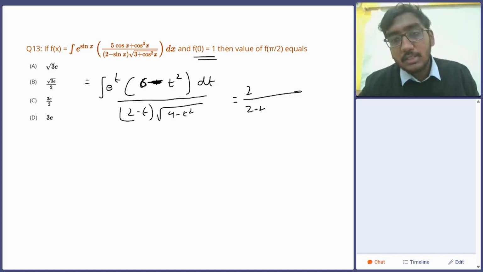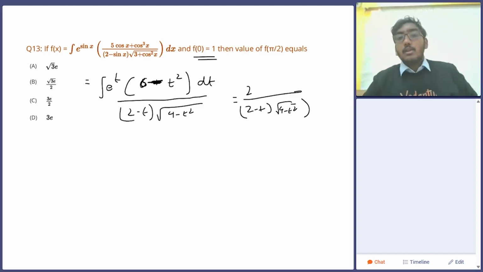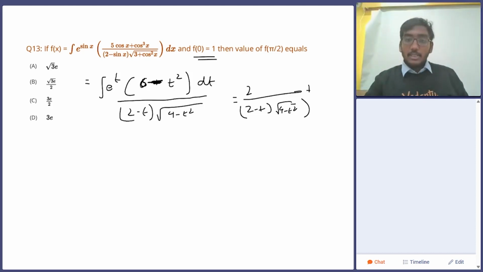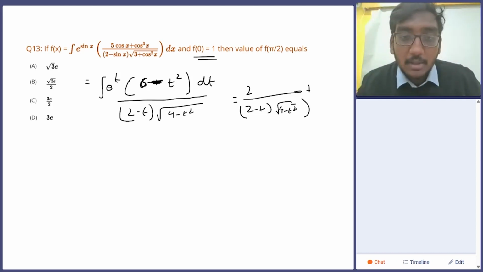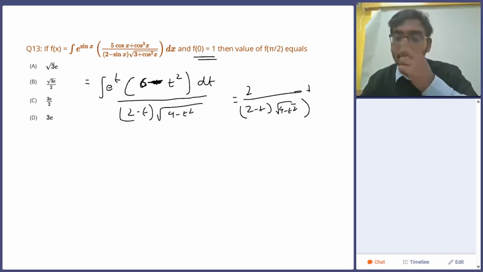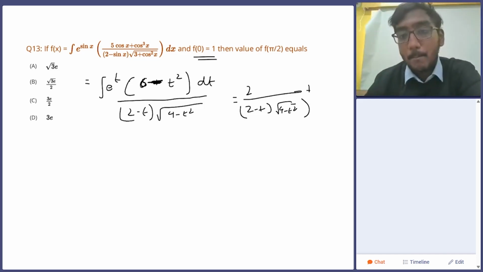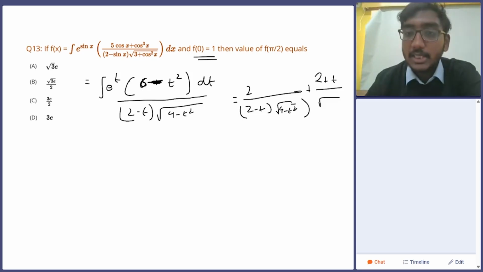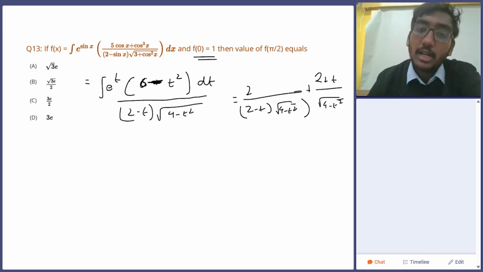2 by 2 minus t into root of 4 minus t square, and plus it will be what? So basically I am expanding this particular expression into two different expressions in addition. 4 minus t square I will write as 2 plus t into 2 minus t. Numerator will be 2 plus t and denominator will be what? 2 minus t will get cancelled, now it will be 4 minus t square, right? In this way you can write it.